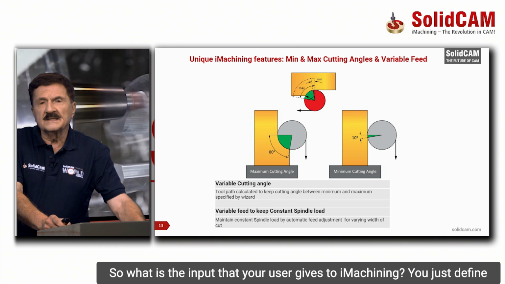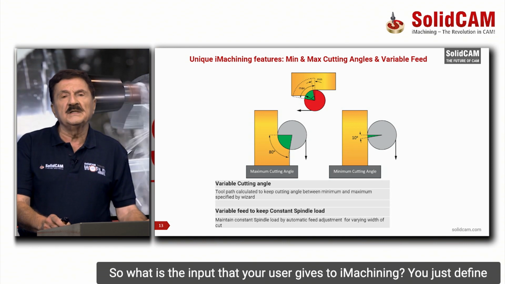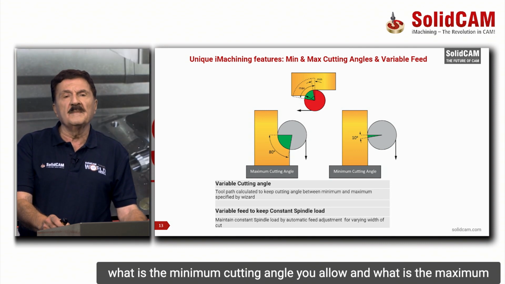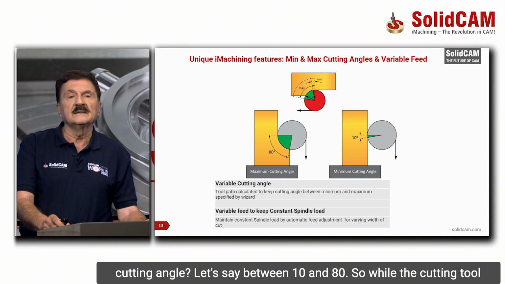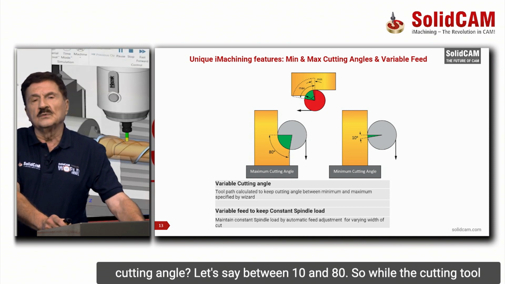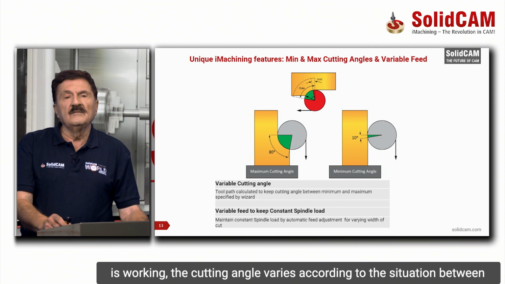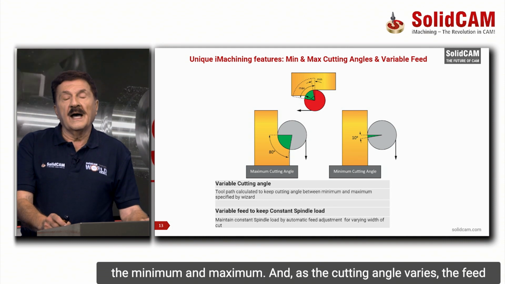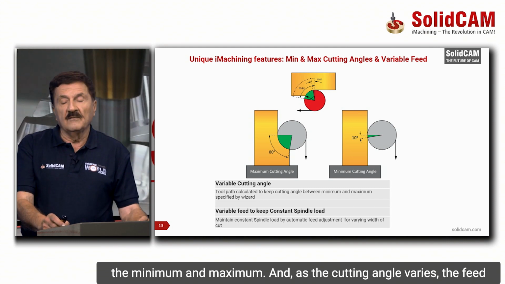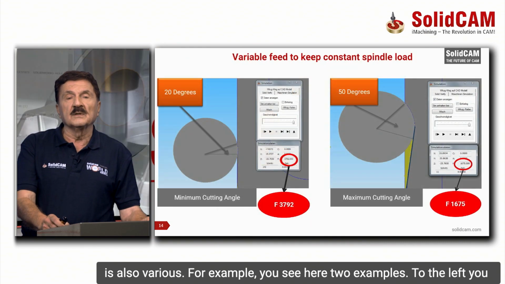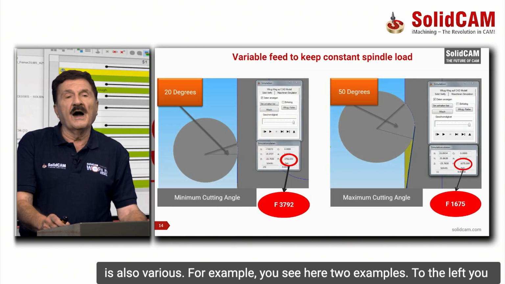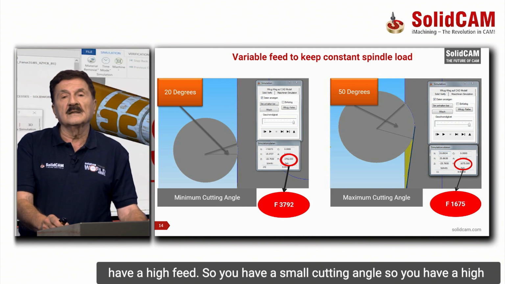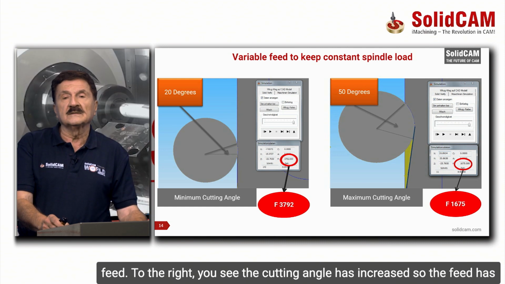So what is the input that the user gives to iMachining? You just define the minimum cutting angle you allow and the maximum cutting angle, let's say between 10 and 80. While the cutting tool is working, the cutting angle varies according to the situation between the minimum and maximum. And as the cutting angle varies, the feed also varies. For example, you see 2 examples. To the left, we have a small cutting angle, so you have a high feed. To the right, you see the cutting angle has increased, so the feed has reduced.